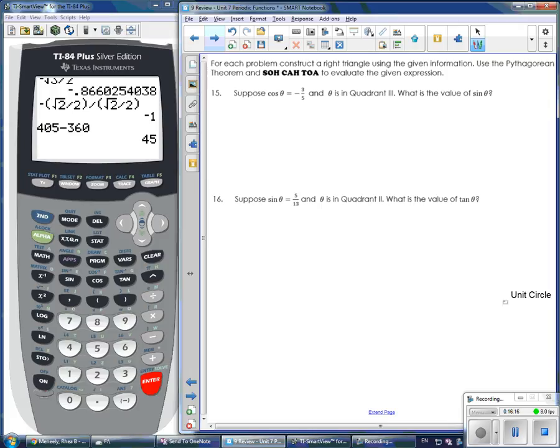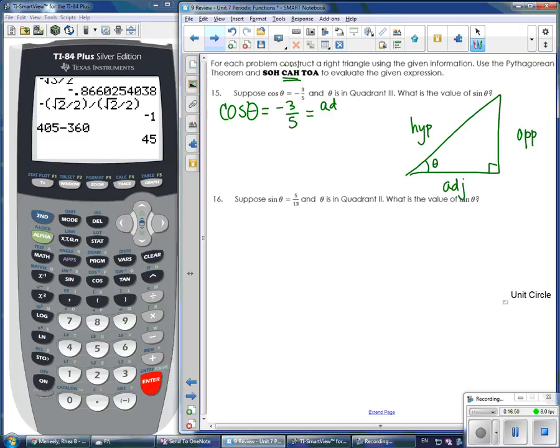When you're constructing the triangle, it will help simply to just draw a right triangle. I'm going to call this theta, since this is my right angle. And if I'm dealing with cosine, this is our opposite side, this would be our adjacent side, and this is our hypotenuse. And if you think about SOHCAHTOA, the CAH part refers to our cosine and tells us that the cosine is equal to the adjacent over the hypotenuse. So if I'm told that the cosine of theta is equal to negative 3/5, then that's going to correspond to the adjacent side over the hypotenuse.